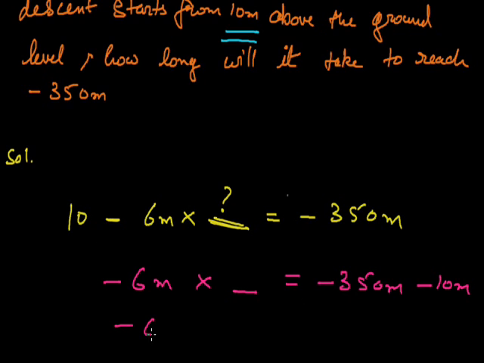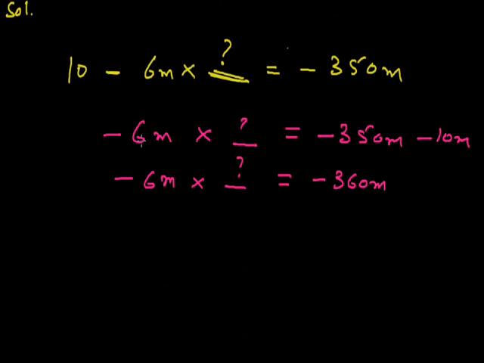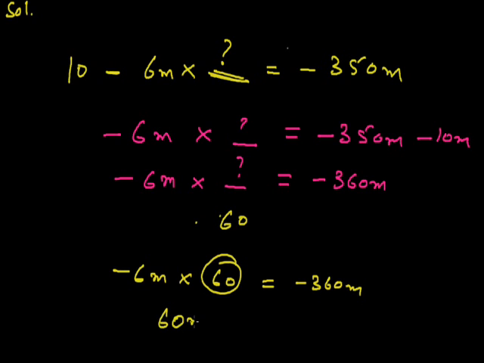So it will be 6 meters into what number, so that we get minus 360 meters. Now if you multiply 6 by 10, then you will get 60. If you multiply 6 by 60, then you will get 360 meters. So when 6 meters is multiplied by 60, you will get minus 360 meters. So our answer is 60 minutes, or we can say 1 hour.